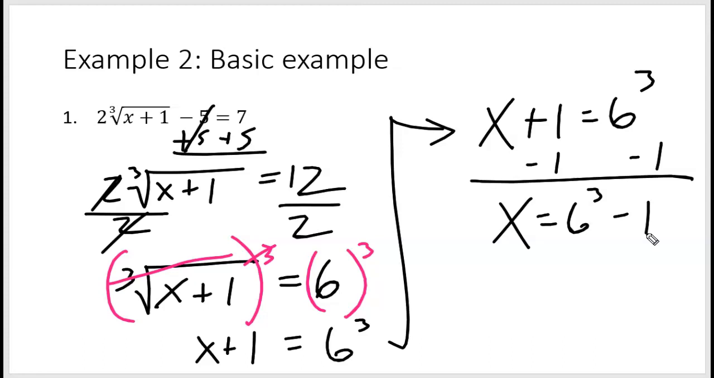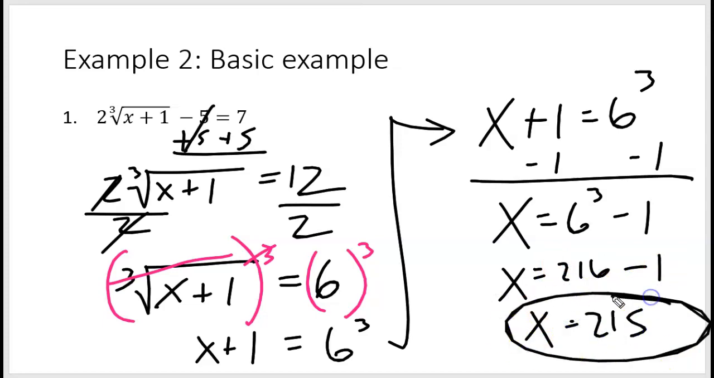But 6 to the third power is really not all that big. 6 to the third power is only 216, so it's not that much work to go ahead and just work it out. So the answer for this one will be 215. Okay, so what are the steps again? Get rid of the numbers outside the square root, or the radical, then cancel the radical by raising it to the appropriate power, and then just get x by itself and simplify.